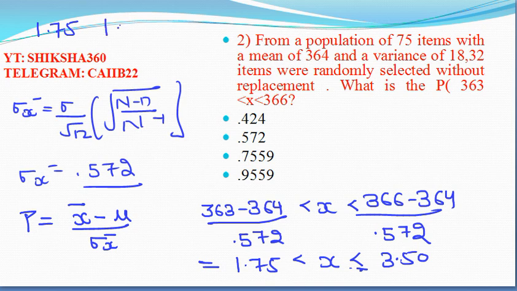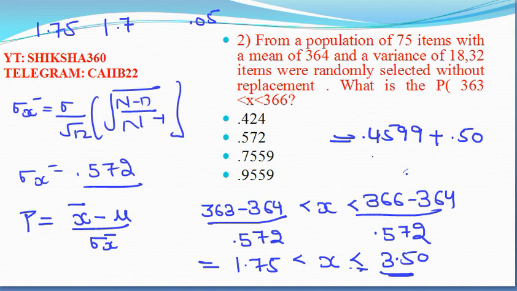If we take the value of 1.75 from the table, first we take 1.7 on one side and 0.05 on the other. If we check the value on the table, we get 0.4599 here, and the value for the other side is 0.50.